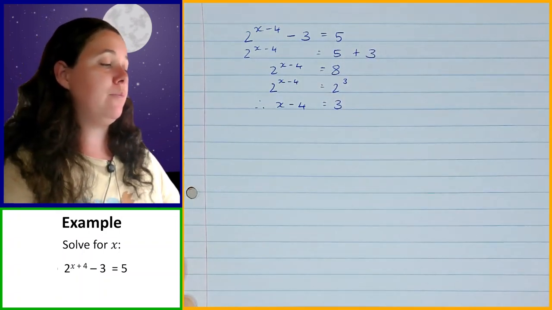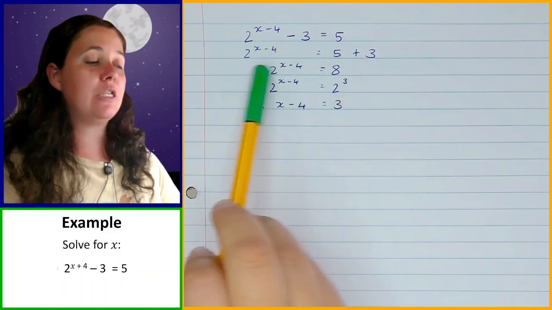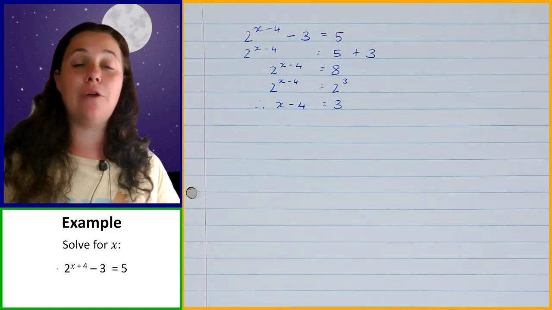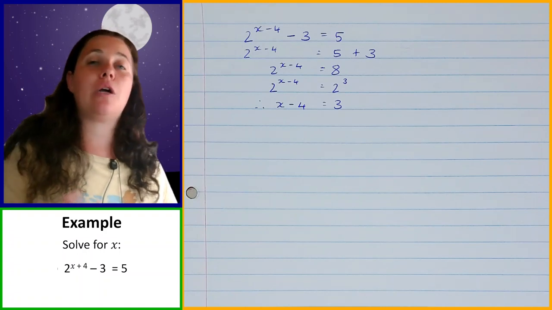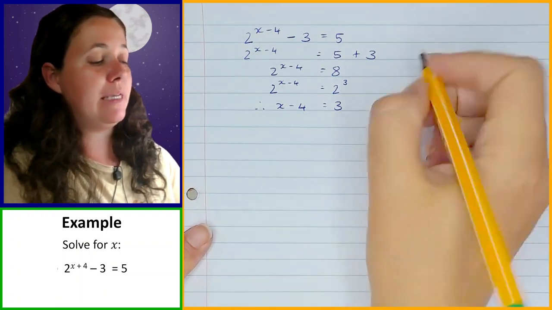So my first step is to move things that don't belong on the left-hand side or the right-hand side. I want my exponent, or my variables, on the left-hand side, and I want my constants on the right-hand side, and I simplify. Then I need to make the bases the same.